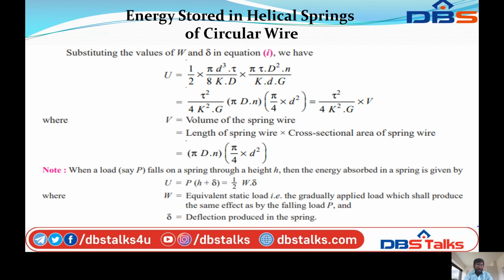Note, when a load P falls on the spring from a height h, the energy absorbed in the spring is U = P × (h + delta) = 1/2 × W × delta, where W is the equivalent static load, that is, the gradually applied load which would produce the same effect as the falling load P, and delta is the deflection produced in the spring. So this is the energy stored in the helical spring of circular wire.